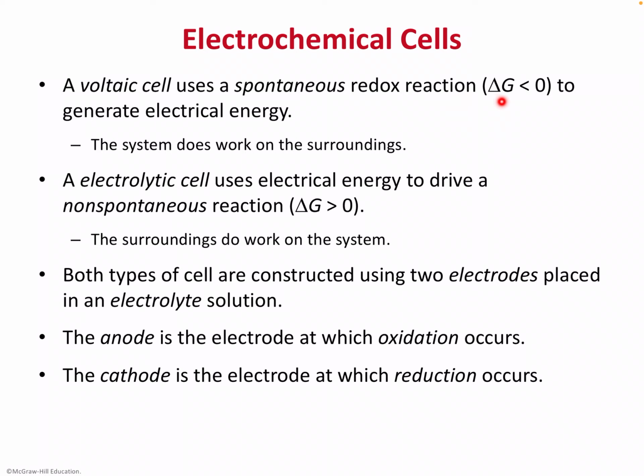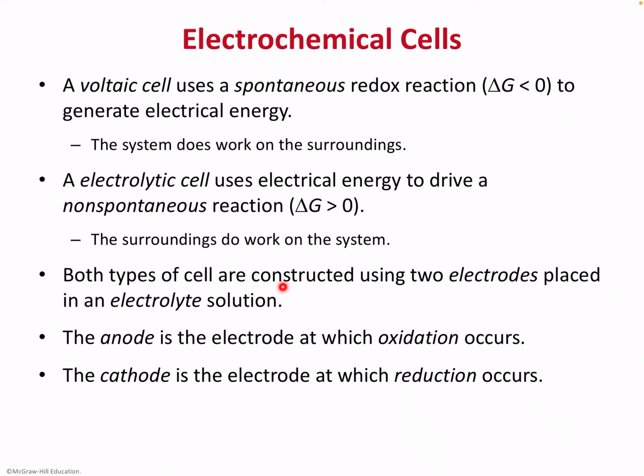That's a voltaic cell. And the electrolytic cell uses electrical energy to drive a non-spontaneous reaction. So the electrolytic cell is non-spontaneous. It uses electrical energy. Non-spontaneous meaning delta G is going to be greater than 0. So in this case, the surroundings do work on the system.